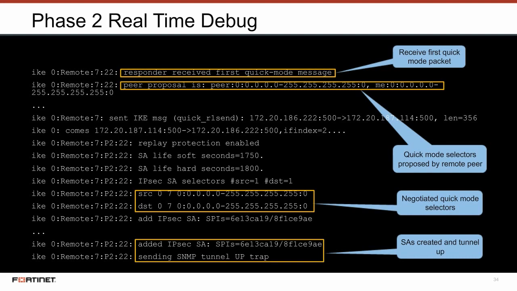Several lines below, the debug displays the quick mode selector that was successfully negotiated between both peers. Finally, the last two lines show that the tunnel is up and the IPsec SAs are established. If there were any problem in the negotiation of either the Phase 1 or Phase 2, the output would show an error message.